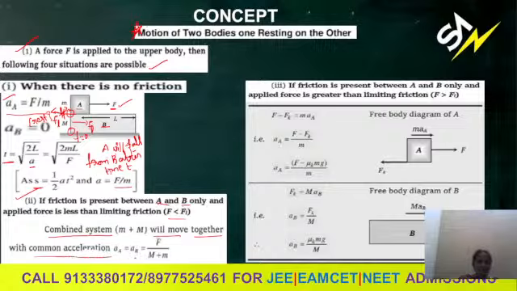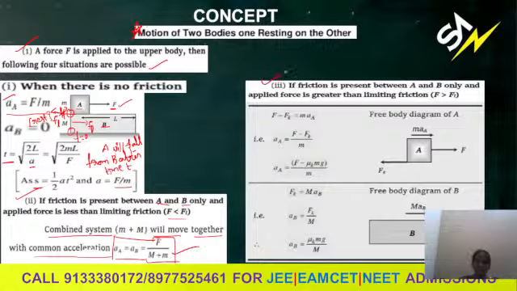Acceleration of A is equal to acceleration of B, which is equal to F by (M plus m). Here block B mass is capital M, and block A mass is small m. So when friction is present between the blocks and there is no friction at the contact of the horizontal surface and block B, only between the blocks, the system will move with a common acceleration.